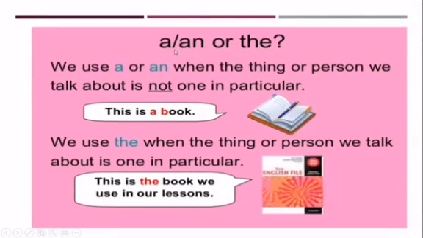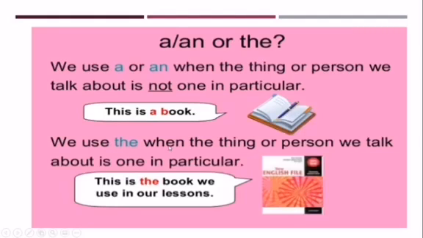When to use a, an, or the? We use a or an when the thing or person we talk about is not one in particular. So this is a book, okay? It is not particular, could be whichever book in the world. We're talking about a book.